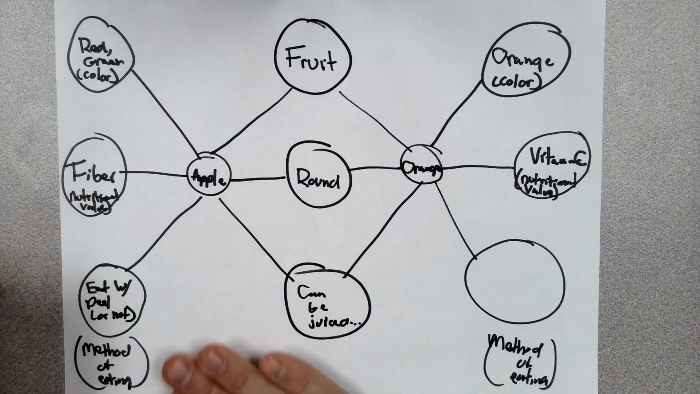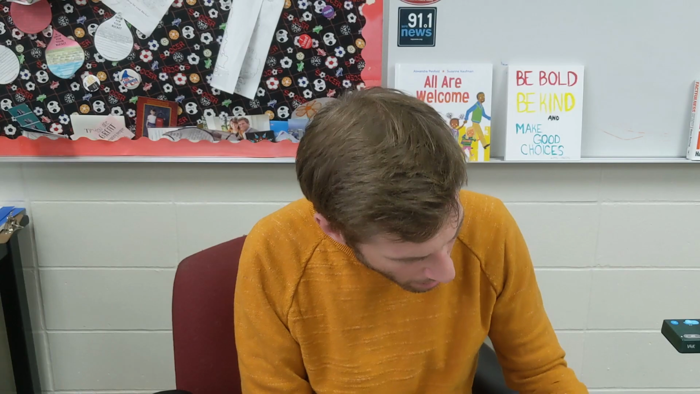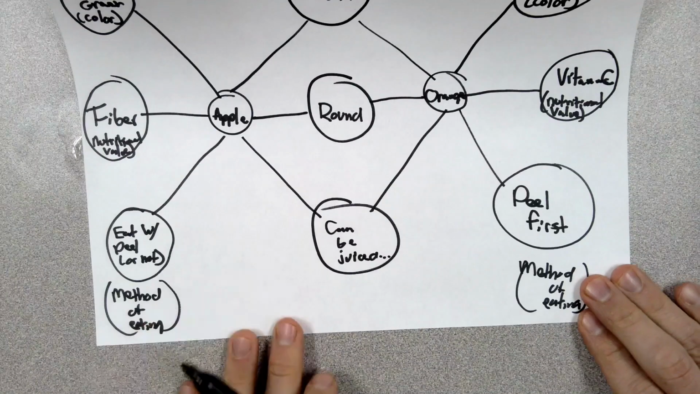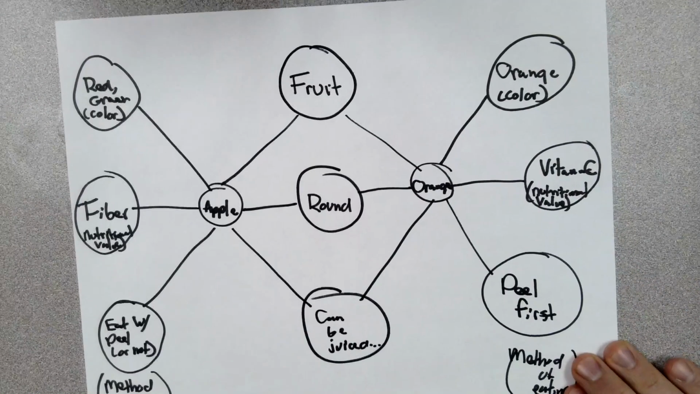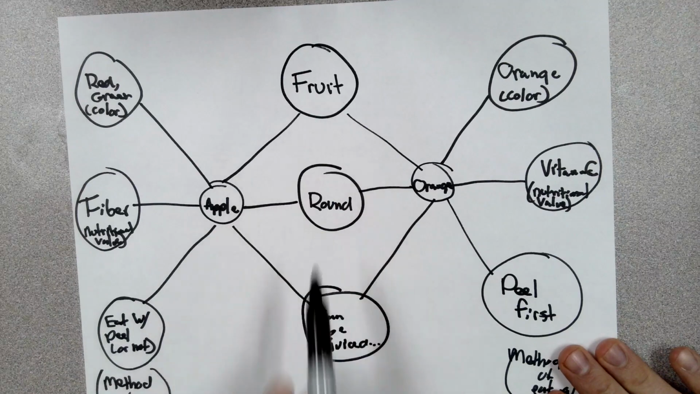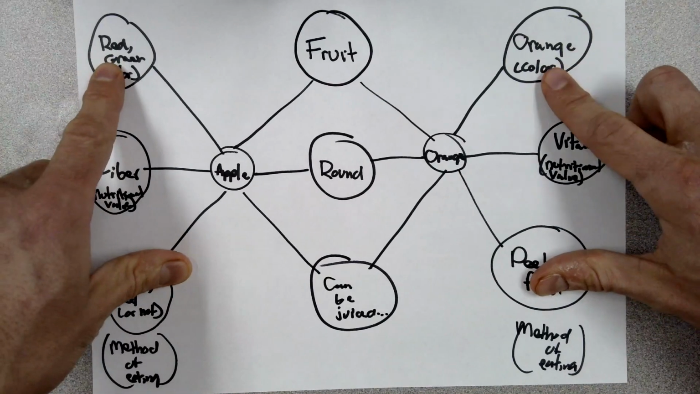Some people prefer to peel their apple, but generally speaking, when you eat an apple, you just bite into that sucker and you eat the apple. And then generally speaking, with an orange, unless you're my daughter, you peel it first and you don't just bite into it like some kind of crazed fruit monster or something like that. But that is essentially what you would do with your double bubble map. So again, we've got our two items. We have our apple and our orange. We've got our characteristics they have in common. We have fruit, round, and can be juiced. And then we have our distinguishing characteristics. The color, red and green versus orange.